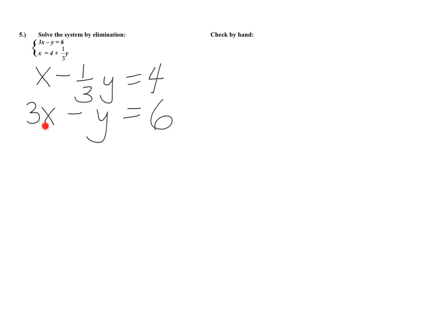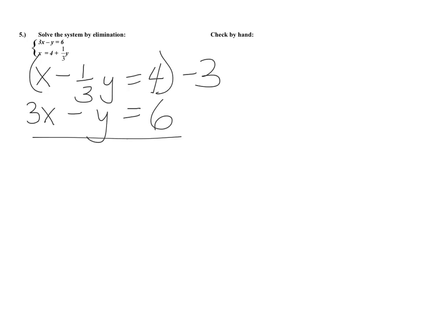So let's just look at the x's. If I want to eliminate the x's, I'm going to multiply the whole thing by negative 3. If I want to eliminate the y's, I would multiply the whole top equation by negative 3, because if you multiply this by negative 3, you're going to get positive 1. Easiest thing to do is get rid of the x's. Let's just get rid of the x's, okay? So we're going to multiply this whole top equation by negative 3. Sound good? So multiply everything.